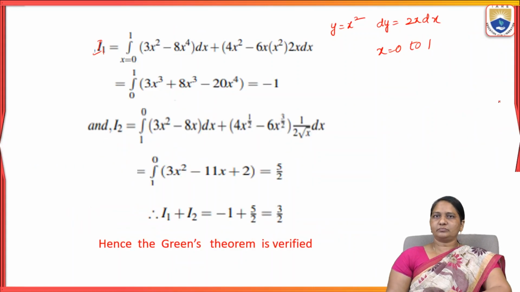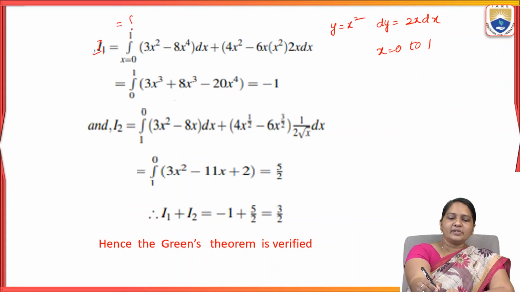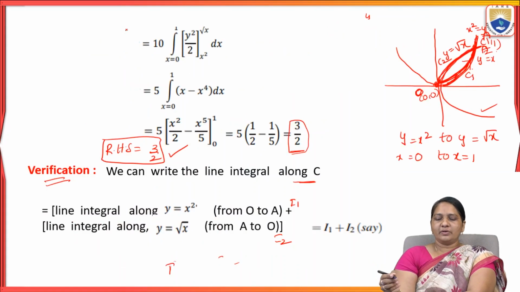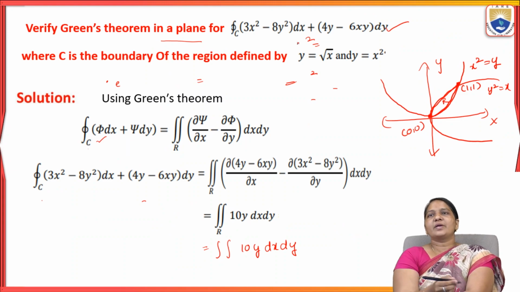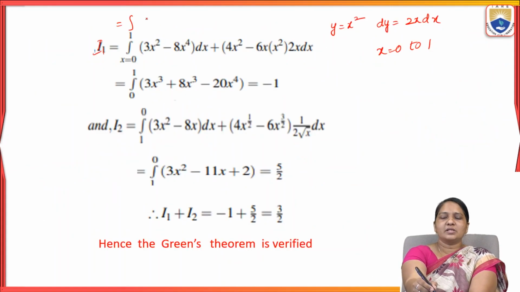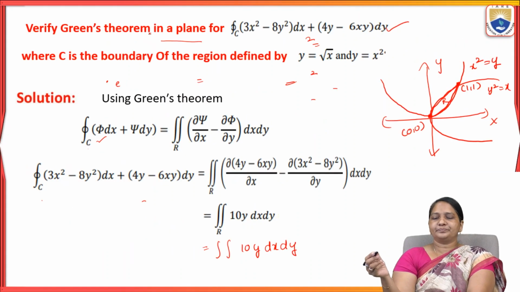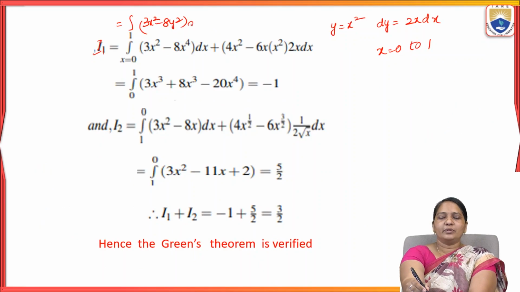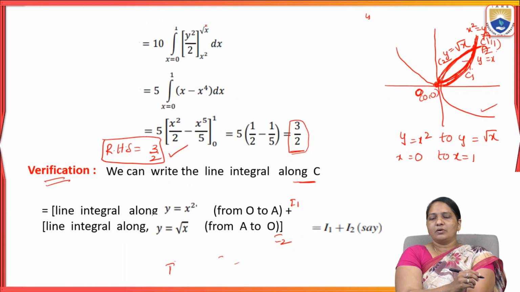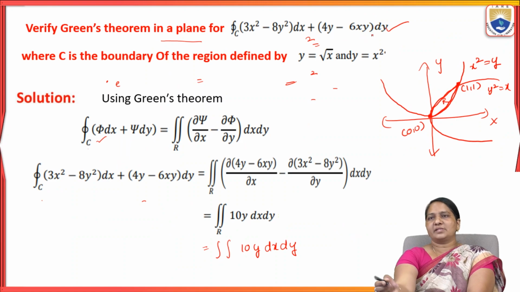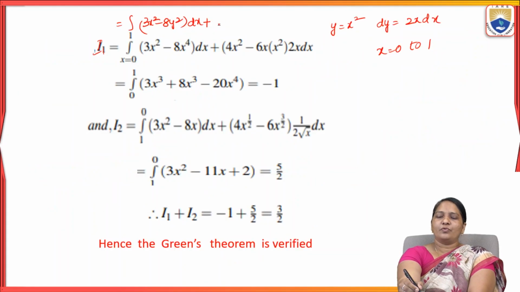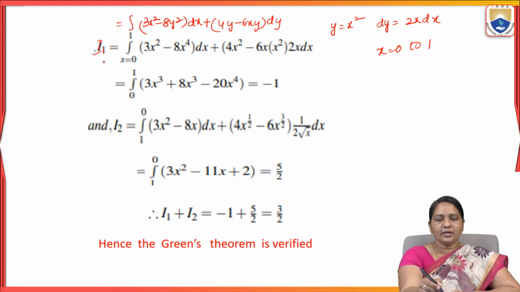Now here, what is the integral value? 3x square minus 8y square into dx plus 4y minus 6xy into dy. This value we are going to evaluate by using along the curve C1 and along the curve C2.